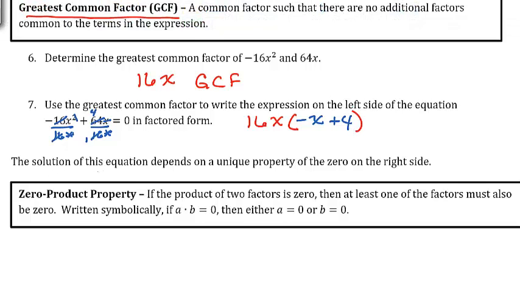Okay, the solution of this equation, and we need the equals 0, don't forget that, depends on a unique property of the 0 on the right-hand side of the equation. It's called the zero product property. If the product of two factors is 0, then at least one of the factors must also be 0. If we write that symbolically, if you have two things, a times b, and you're multiplying them, and it equals 0, then either a has to be equal to 0 or b has to be equal to 0. So the only way for you to multiply two things together and get 0 is if one of them is 0.